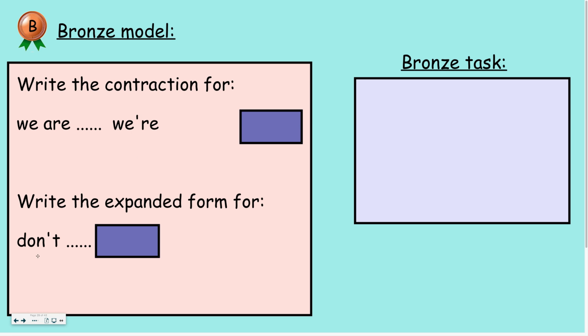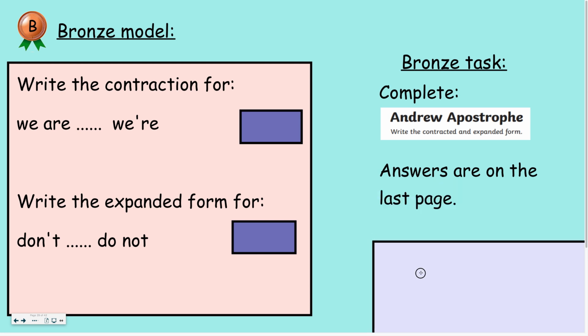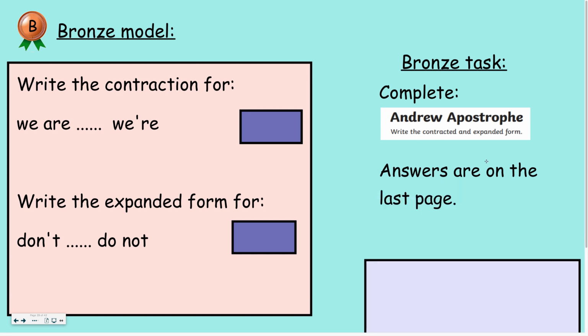What about don't? What if I was going to expand that rather than having it as don't, what would that be? Do not. Well done. So don't, the apostrophe here is representing the missing O, so don't is actually do not. So your bronze task today is to complete the contraction apostrophe sheet. The answers are on the last page for you to find, okay? So if you want to have a go at bronze now, remember you don't have to do bronze and silver and gold and challenge each day.